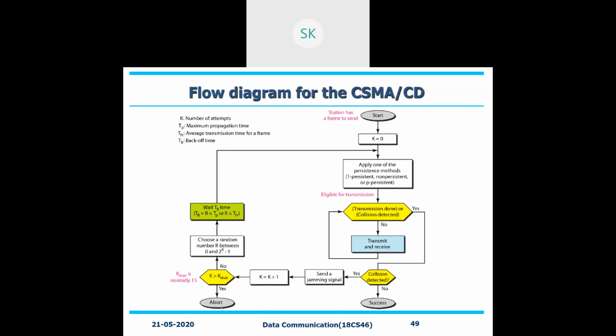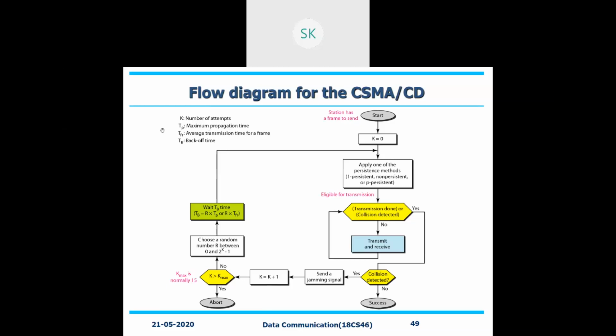If it is no, then you need to choose a random number between 0 and 2 to the power of k minus 1. Any value, you can just choose it. From that value, you need to multiply the maximum propagation time that is required, or else you can do it another way. You multiply the random number you have chosen with the average transmission time that is required for a frame to transmit. Both the things, any one, you can use.